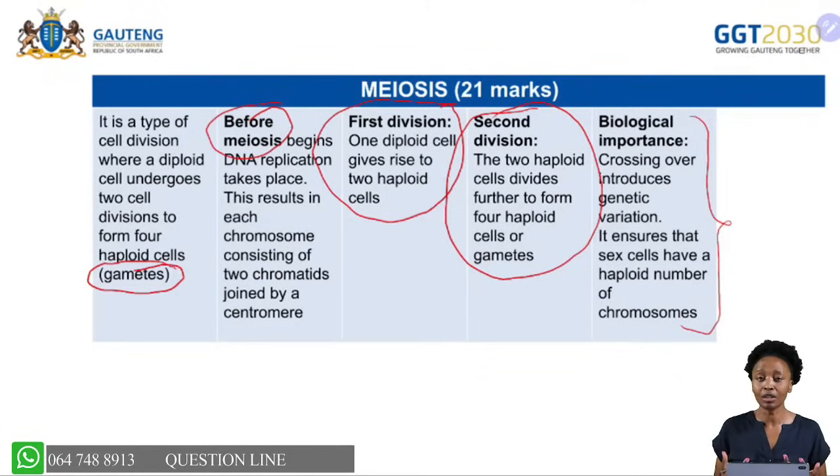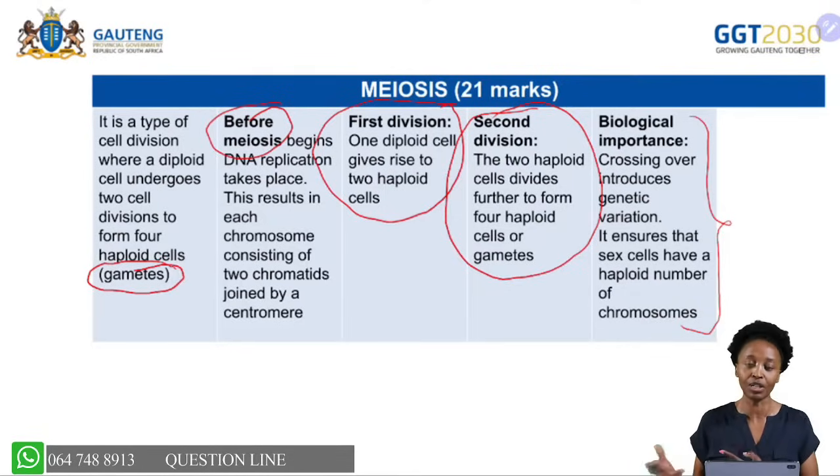You can also be asked to draw the phase prior to the one that is presented in the paper, or the phase after the one that is presented in the paper. So those are very important. Or you might get a question that will say, how many chromosomes do you think this cell will have at the end of meiosis? So there, for example, you are given a prophase phase with 4 chromosomes.